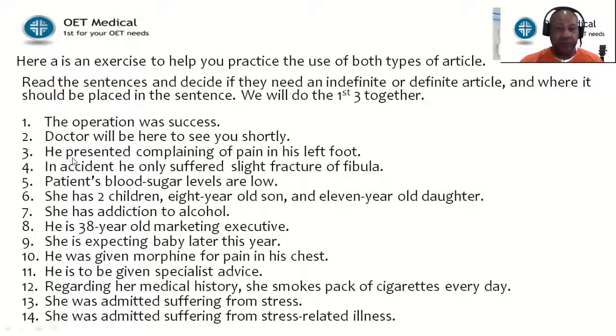The third one, he presented complaining of pain in his left foot. Now, pain can be countable or uncountable. In this situation, I would opt for a pain in his left foot because it's one pain and it's in his left foot. When we say to be in pain, that's generally all over your body. So you can use it as countable or uncountable. Here, I would use it as countable.